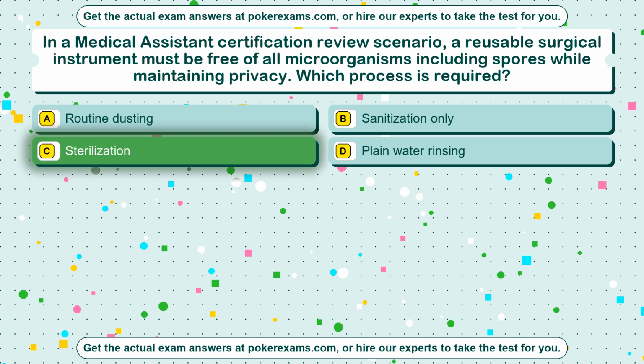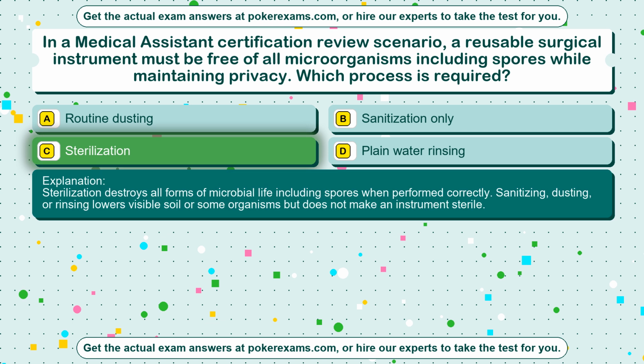The correct answer is option C, sterilization. Sterilization destroys all forms of microbial life including spores when performed correctly. Sanitizing, dusting, or rinsing lowers visible soil or some organisms but does not make an instrument sterile.